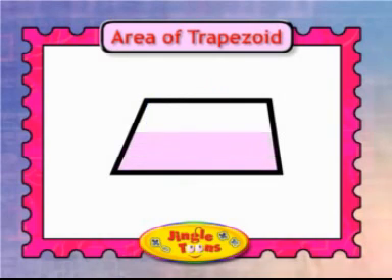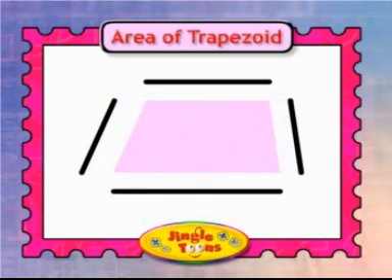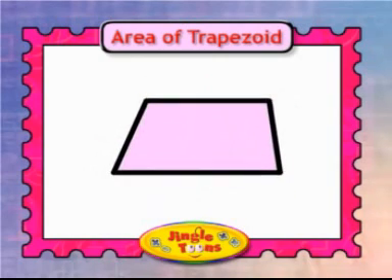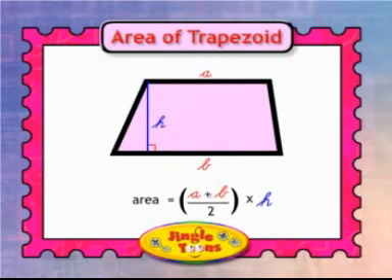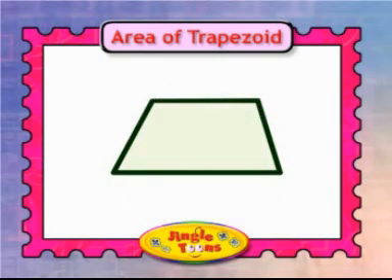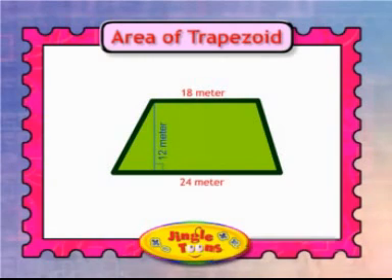The area of trapezoid is the surface bounded by all the four sides of the trapezoid. For the trapezoid having the length of the top A, the length of the base B and the height h, following is the formula. Area is equal to A plus B upon 2 multiplied by h. Suppose you have to calculate the area of a trapezoid-shaped ground with the top of 18 meters, the base of 24 meters and the height of 12 meters.